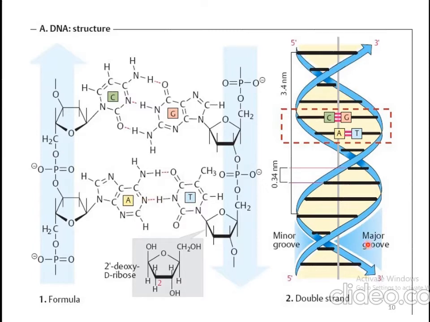You can see these are the major and minor grooves of this double helical structure. A becomes paired with T and C becomes paired with G. Adenine forms two bonds and gets paired with thymine, whereas there are three bonds present between guanine and cytosine.